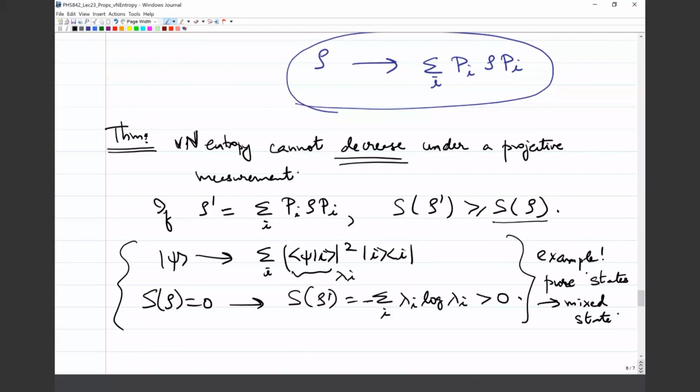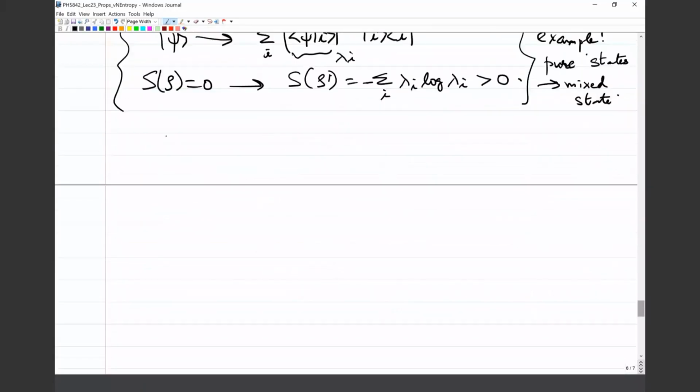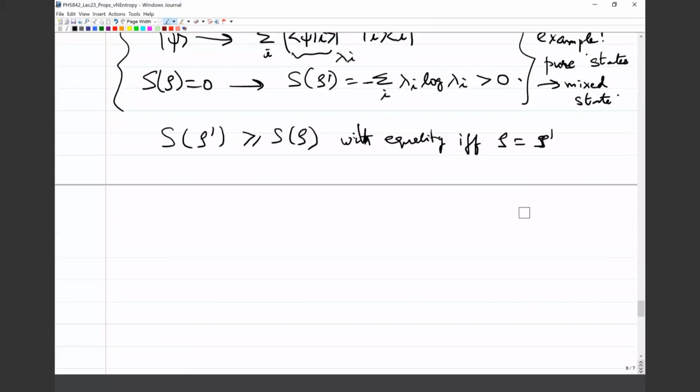Okay. So let me state this formally. S of rho prime is always greater than or equal to S of rho, with equality if and only if rho is equal to rho prime. Now, what does rho equal to rho prime mean? Let's first look at the equality case. Equality implies that rho is equal to rho prime, which is equal to the sum over i of P_i rho P_i.